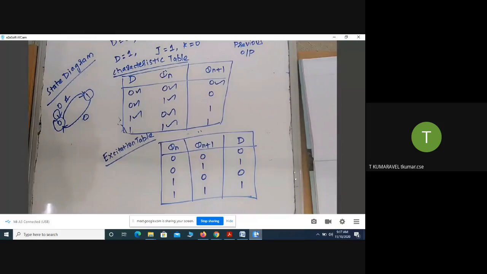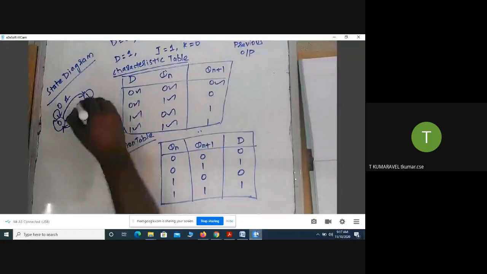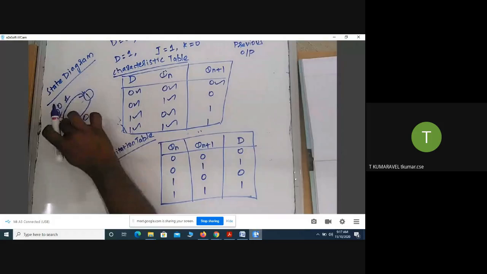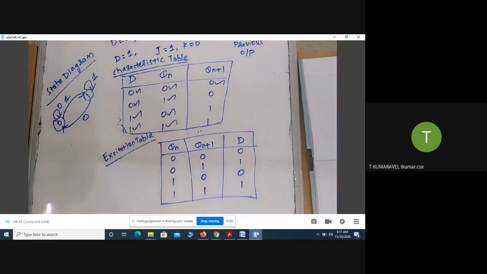So I am there in the 1 state. I accept the input value 1. Whenever I accept the input value 1, what happened? I'm in the same state. So that is called a state diagram.